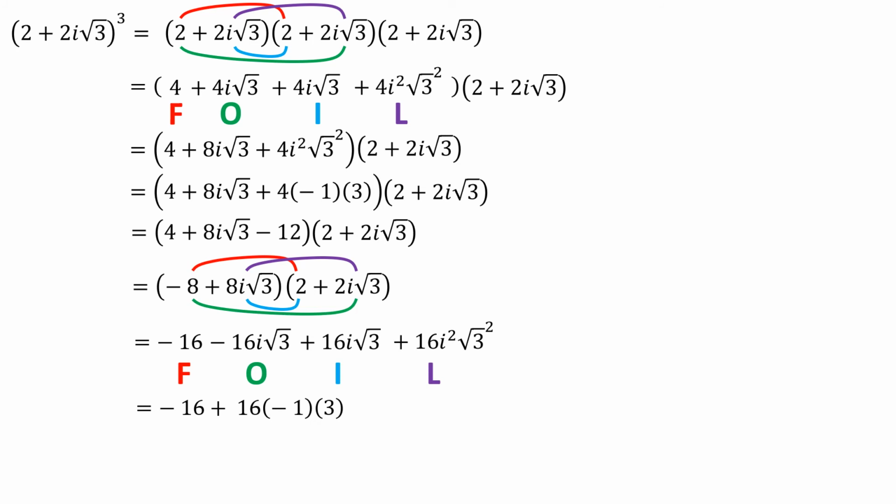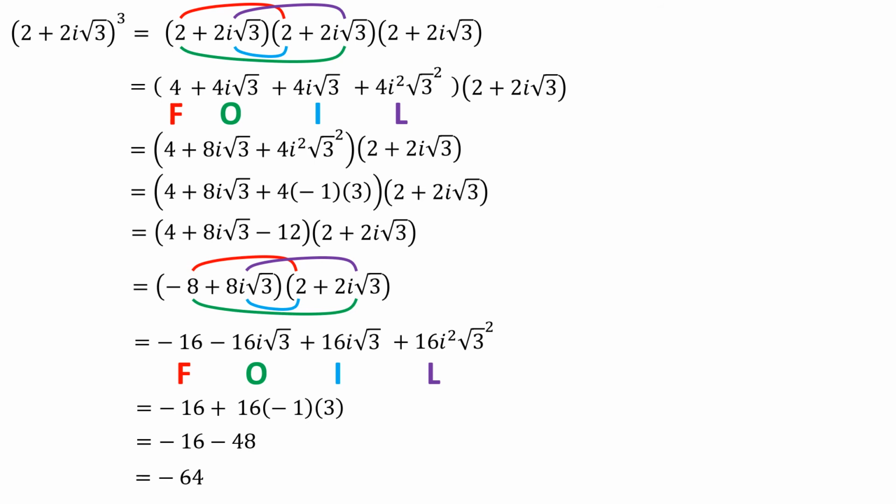So I've got the negative 16. O and I canceled out. And then if I look at L, well, i squared becomes negative 1. Square root of 3 squared becomes 3. So that becomes negative 48, right? 16 times 3 is 48. But then I have to multiply by negative 1. And then negative 16 subtract 48 is negative 64.